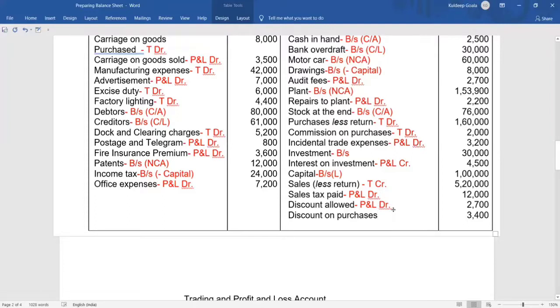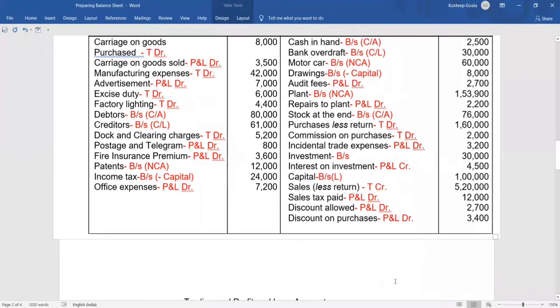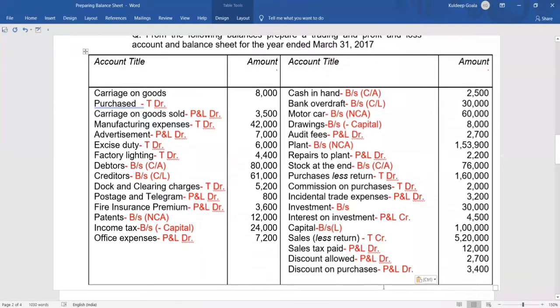Then discount on purchases. Discount on purchases will also come in the profit and loss debit side. Okay, why will it come in the profit and loss debit side? Because it is not helping us in production. Although it is on purchases, it is not helping us directly. It is helping in the overall business. So that is why it will come in the profit and loss debit side.